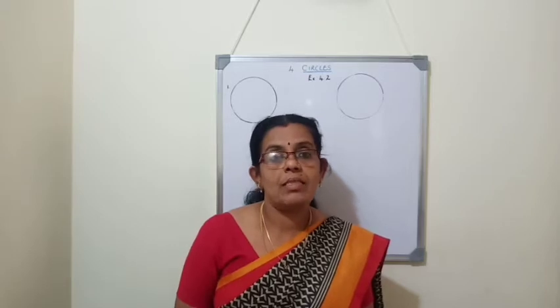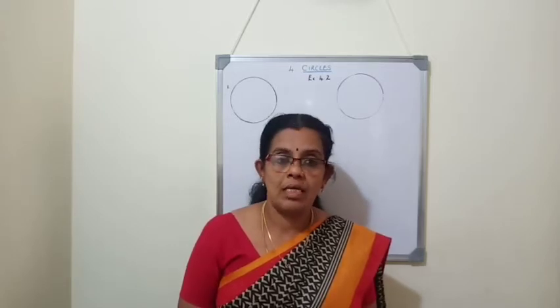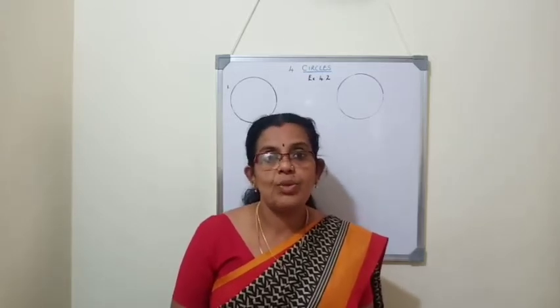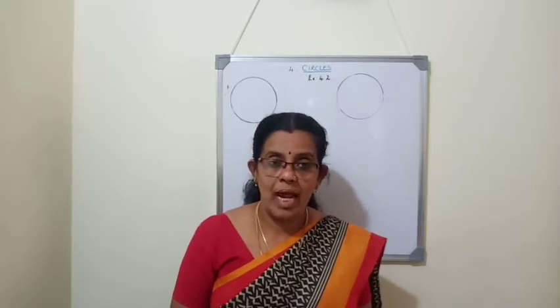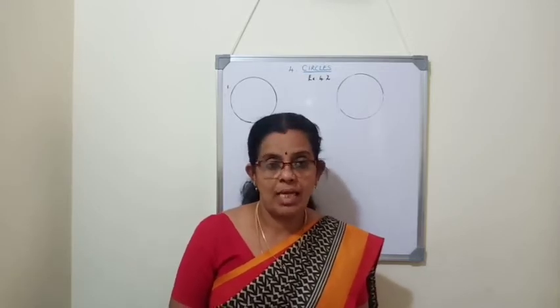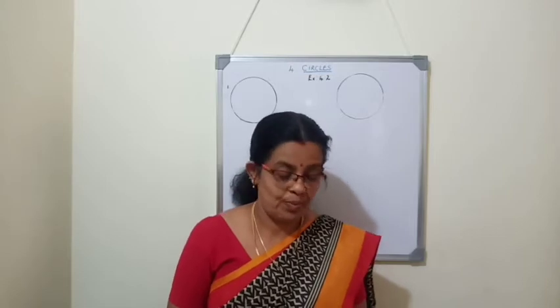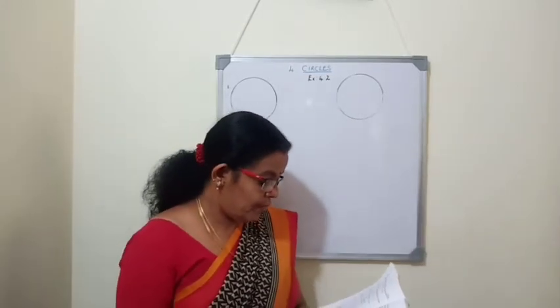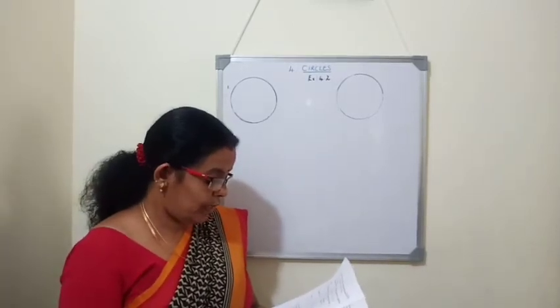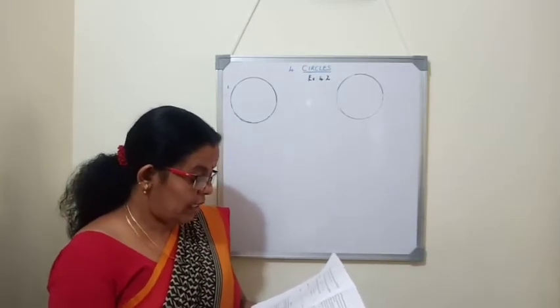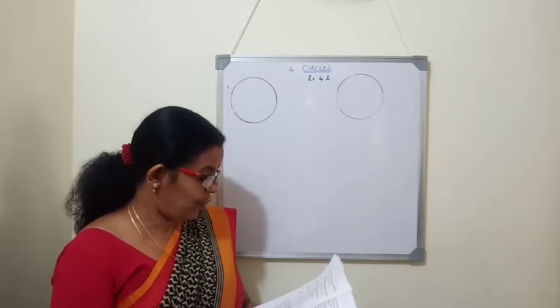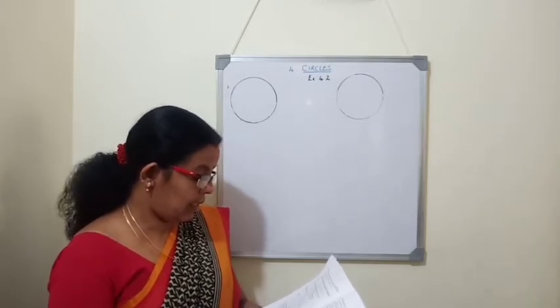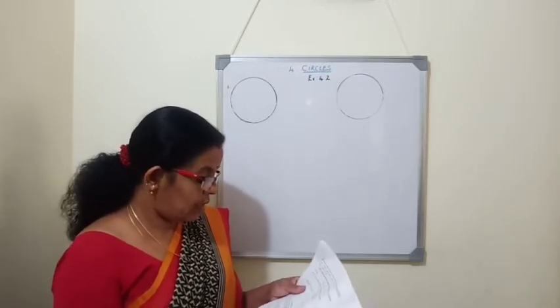In the last class, we started with a new chapter, circles, and we discussed the two important theorems related to tangent. Now we will move on to the second exercise, 4.2. The first question is, from a point Q, the length of the tangent to a circle is 24 centimeter and the distance of Q from the center is 25 centimeter. Find the radius of the circle.